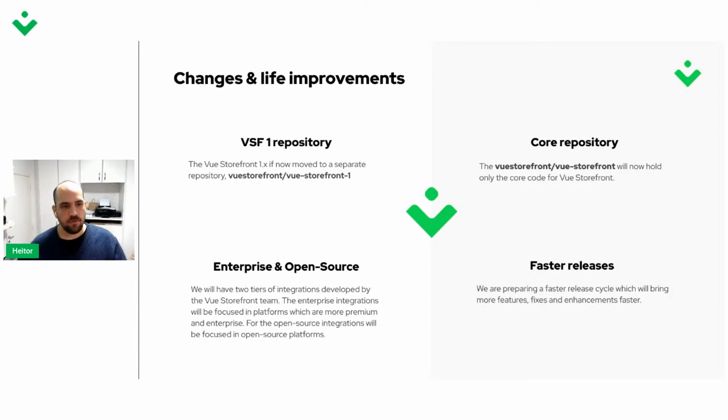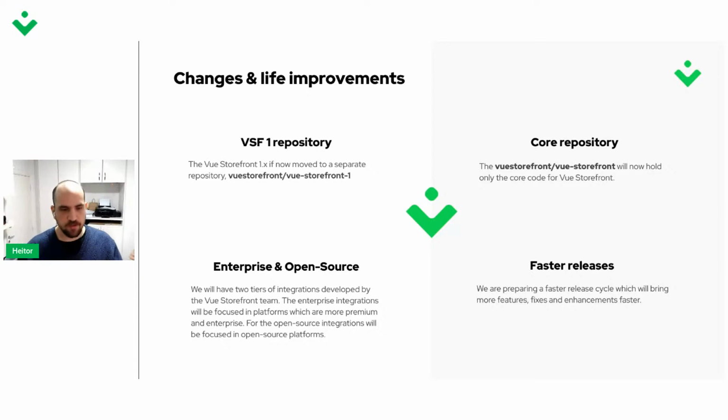And if you start by looking at all those quality of life improvements, you're going to see that we have two tiers of integration developed by the Vue Storefront team. One is the enterprise tier, and the other one is the open source tier. So we have to start understanding what those enterprise and open source tiers are. The enterprise tier is the one that focuses on platforms that are premium or enterprise platforms. So these development tiers are focused only on enterprise development.